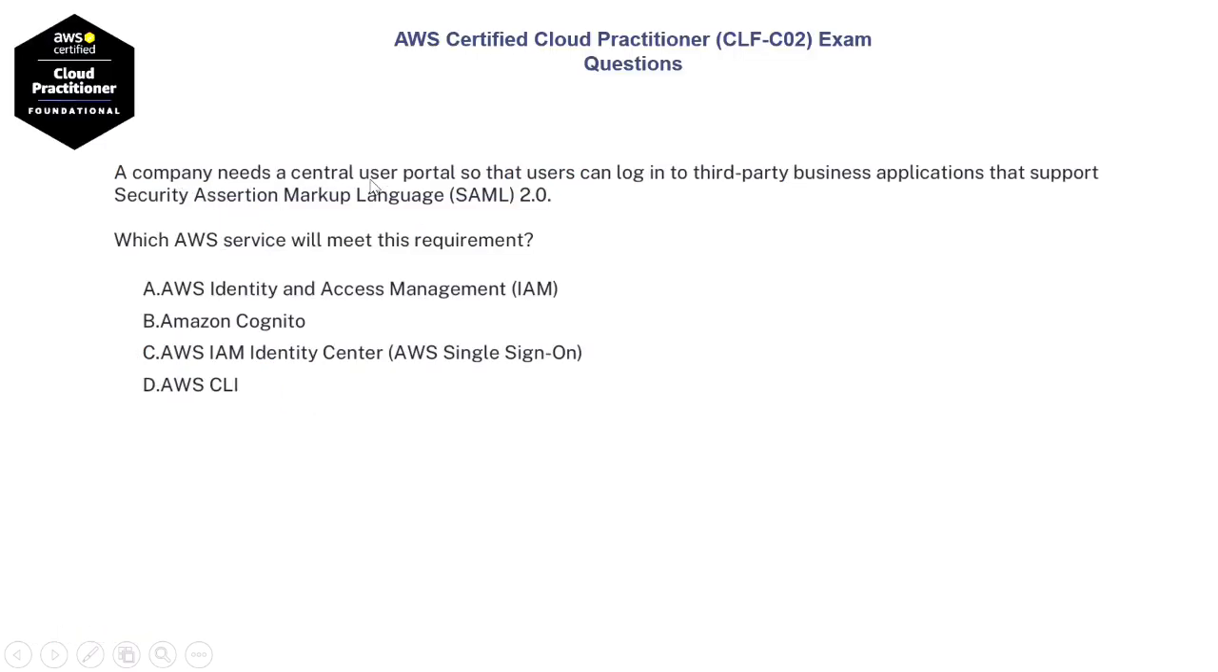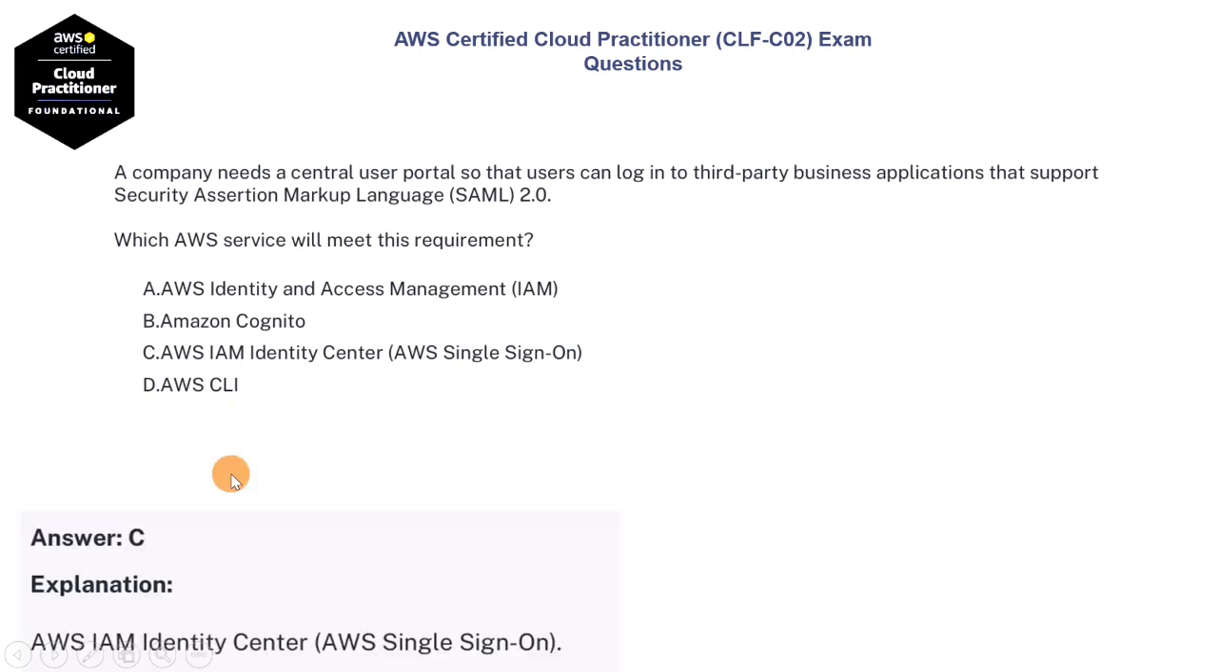A company needs a central user portal so that users can log into third-party business applications that support Security Assertion Markup Language. Which AWS service will meet this requirement? Option A, AWS Identity and Access Management. Option B, Amazon Cognito. Option C, AWS IAM Identity Center. Option D, AWS CLI. The correct answer is option C, AWS IAM Identity Center.